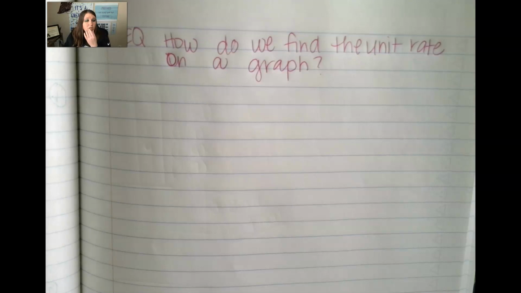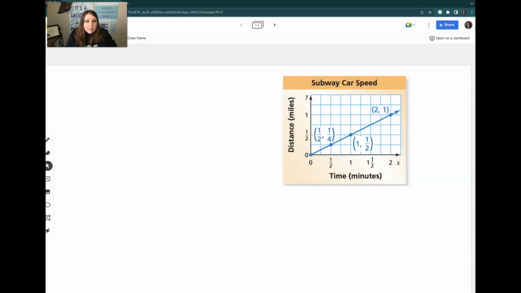So our first question that we're looking at trying to answer is to find the unit rate in miles per minute. So we're going to be using a graph that looks like this. Ta-da! We're going to use this graph right here, and you can see that we have time in minutes, distance in miles. And we are going to use this graph to determine the speed in miles per minute.